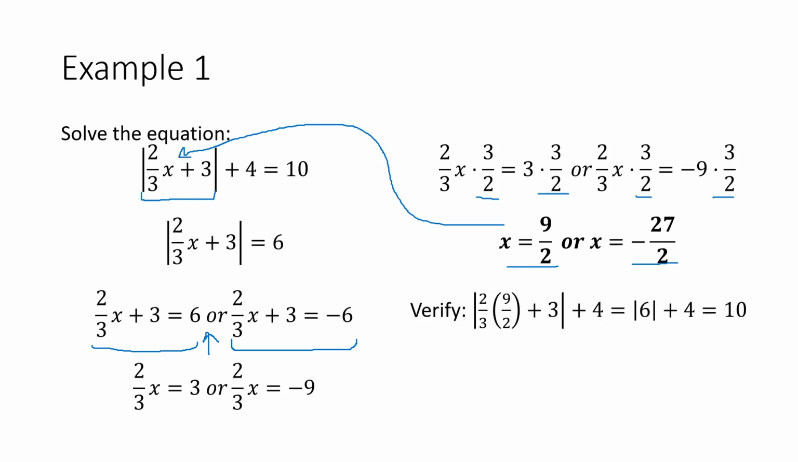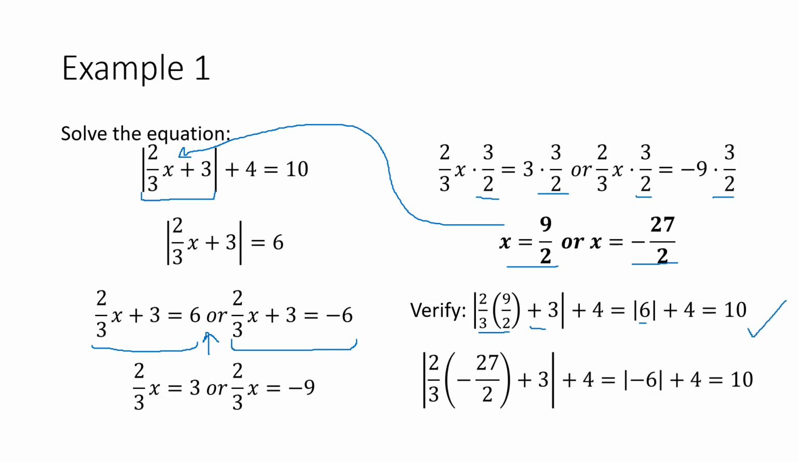So in this case, that works, right? We get 2/3 times 9/2. Divide the 2's, 9 divided by 3 becomes 3, and 3 plus 3 becomes 6. So take the absolute value of 6, it's still 6. Add 4, we get 10. That looks good. Do it again with the fraction -27/2.